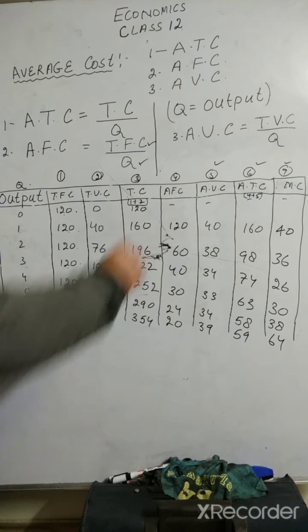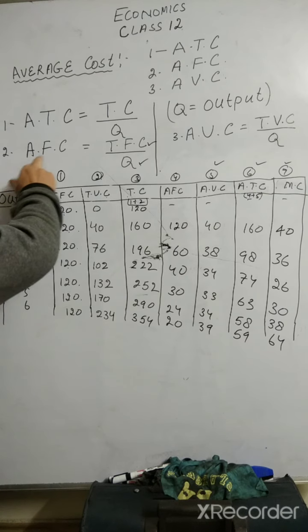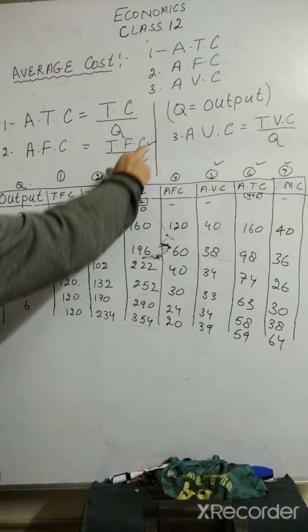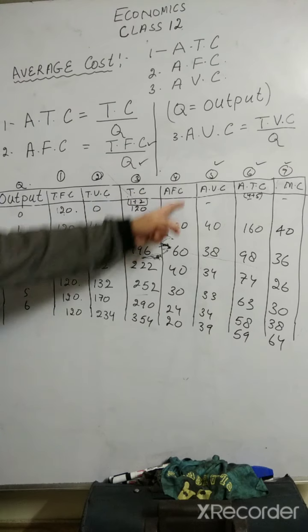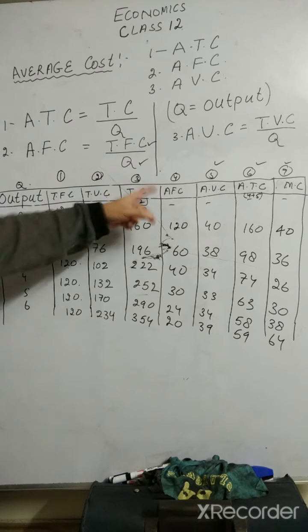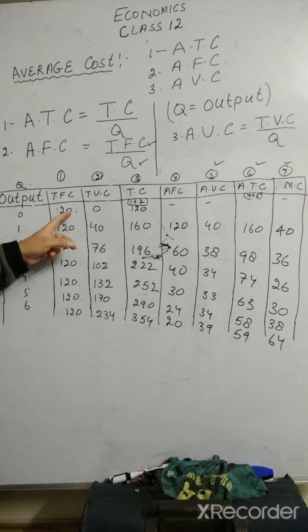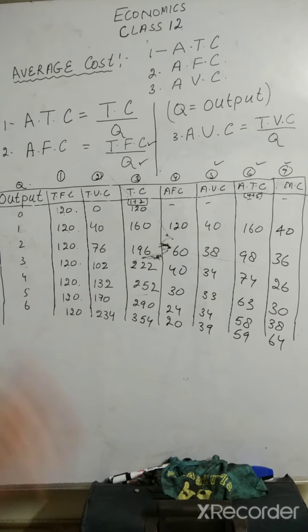Now if it is asked to calculate average fixed cost, what is the formula? Total fixed cost upon Q. Where is total fixed cost? This. Q is this. So average fixed cost for 0 level of output: average fixed cost is TFC upon Q. Total fixed cost is 120 and output is 0. So if you divide these two, what will you get? 0. Average fixed cost will be 0 because you are not producing anything.